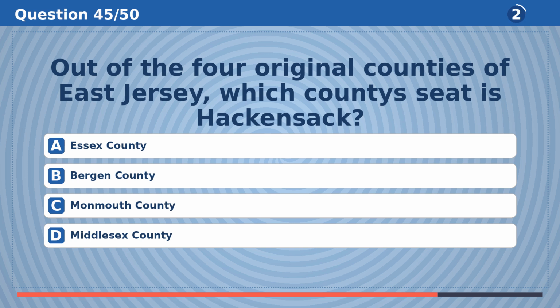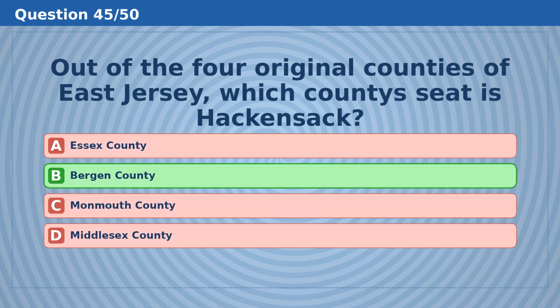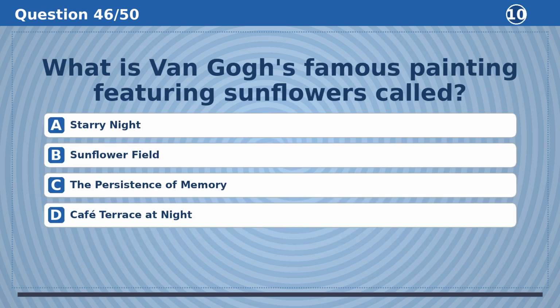Out of the 4 original counties of East Jersey, which county's seat is Hackensack? The answer is B, Bergen County.